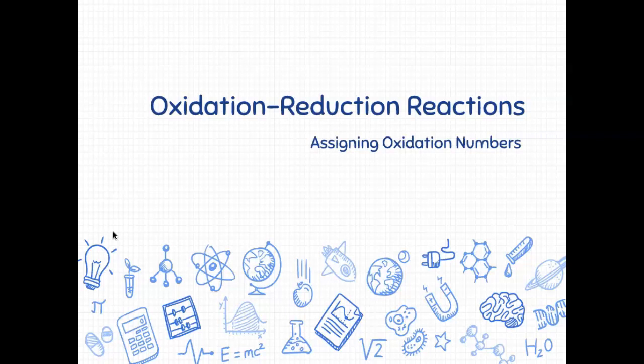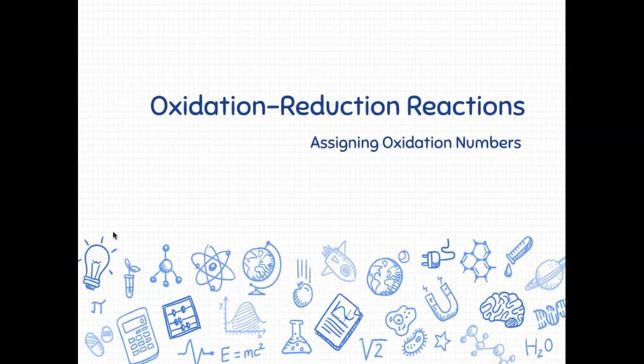What we're going to talk about in this PowerPoint is something called oxidation numbers. Oxidation numbers are somewhat arbitrary. They're a useful tool for helping us to determine whether or not a reaction is oxidation and reduction. We will talk a little bit more about what an oxidation reduction reaction is later, but the focus of this PowerPoint and this video is to talk about what is an oxidation number and how do you assign them.